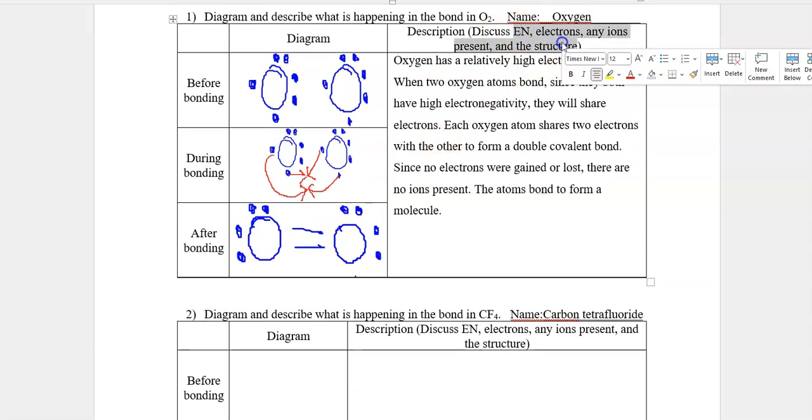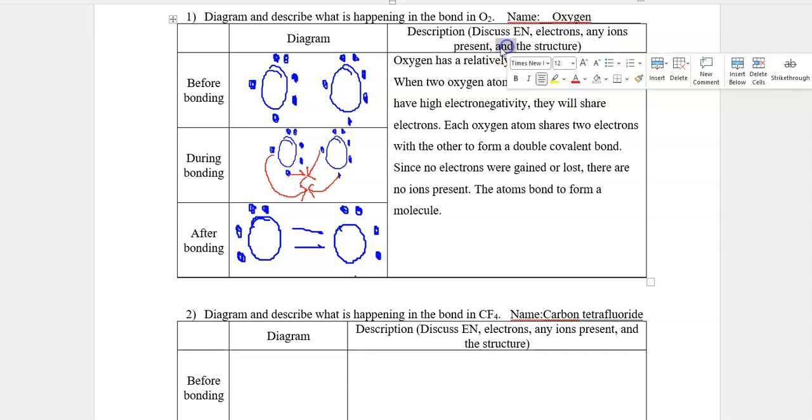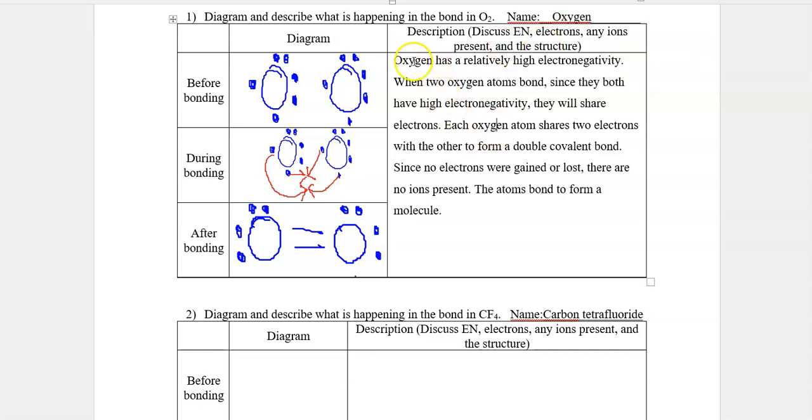Same 4 elements as with ionic, if you remember: electronegativity, electrons, ions, and structure. Oxygen has a relatively high electronegativity. When 2 oxygen atoms bond, since they both have high electronegativity, they will share electrons. Each oxygen atom shares 2 electrons with the other to form a double covalent bond. Since no electrons were gained or lost, there are no ions present. The atoms bond to form a molecule.